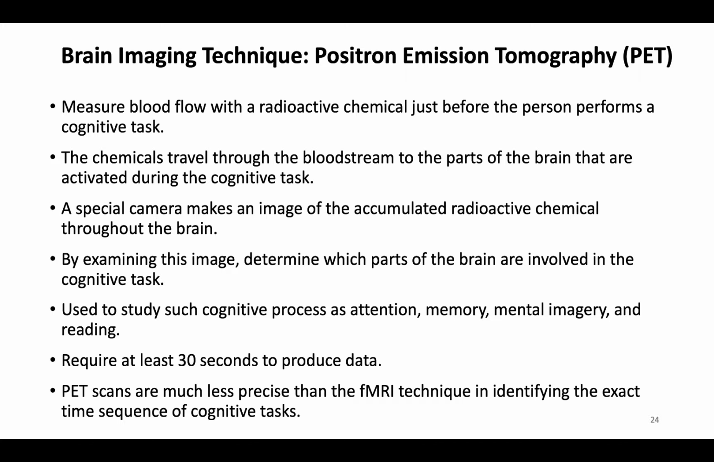The chemicals, such as radioisotopes, travel through the bloodstream to the parts of the brain that are activated during the cognitive task. So when you read the newspaper, certain parts of the brain are highly activated compared to when you sleep. In those regions, the radioisotope can provide a signal, so we can understand that a certain region of the brain participates in reading.